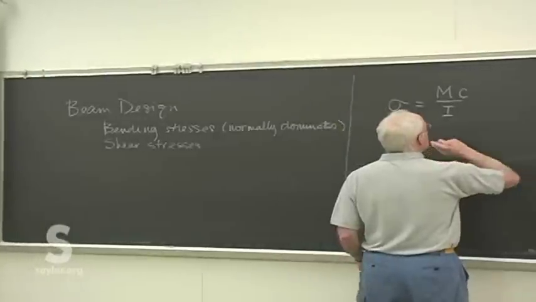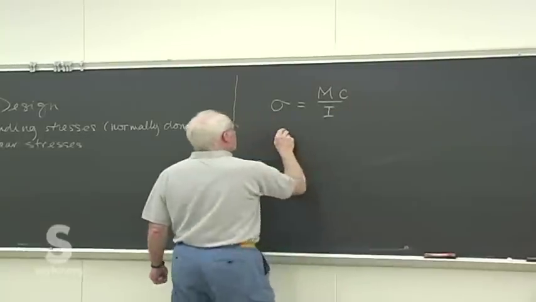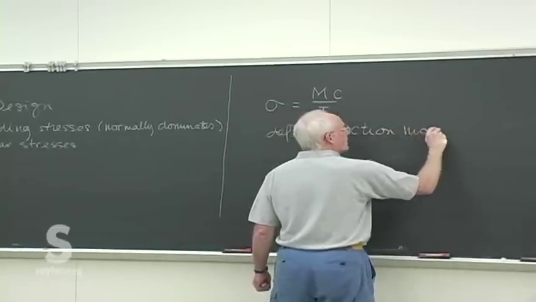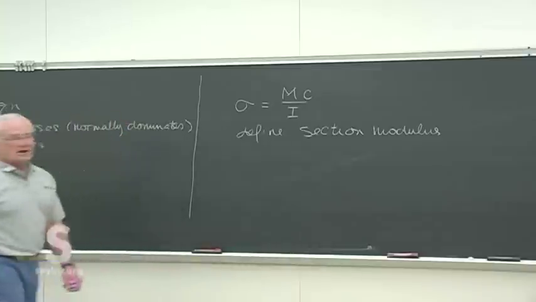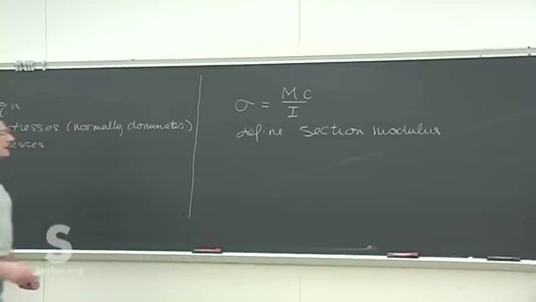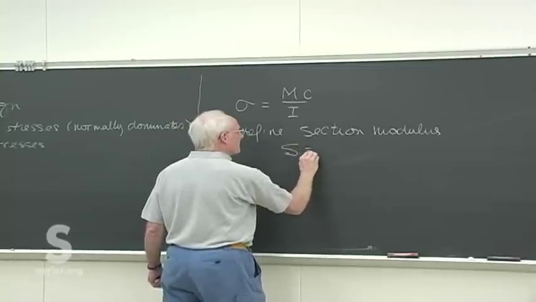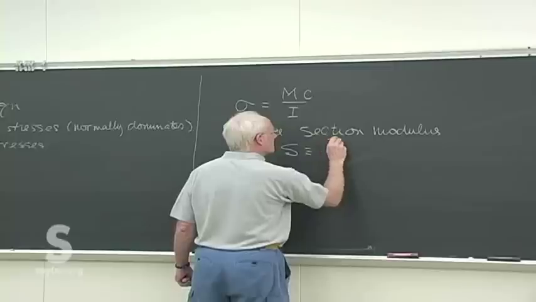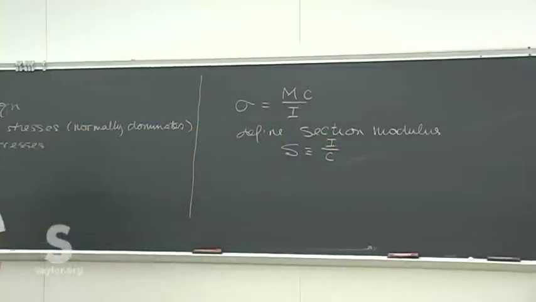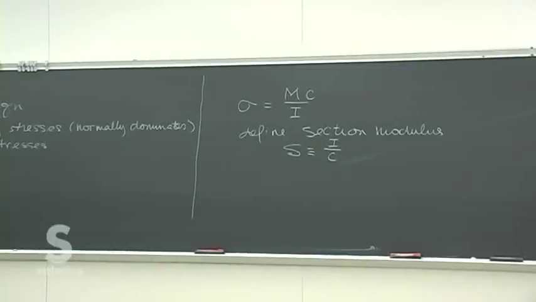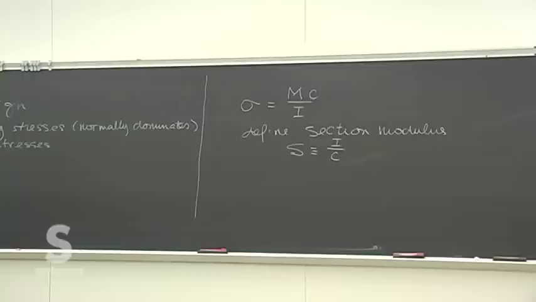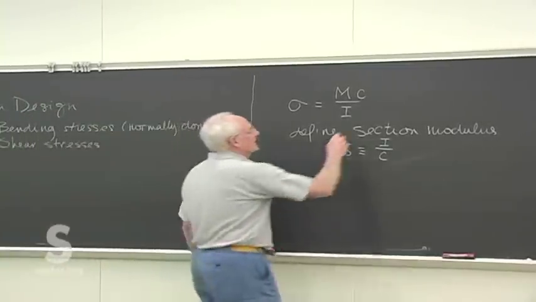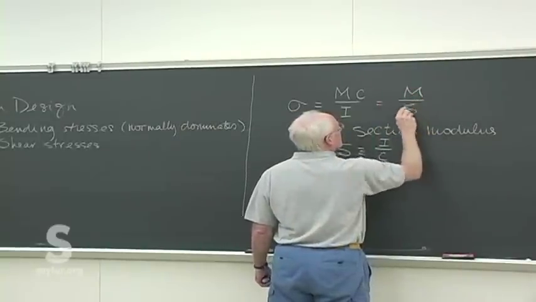So we're going to change up the look of this a little bit. We're going to define what we call the section modulus. I'm not sure why we didn't do this right from the start, but our author chose not to, so I chose not to. We're going to define the section modulus, big capital S, defined as the first moment of area of the cross-section of the beam, divided by c, which if you remember is the greatest distance in the beam from the neutral axis. That of course makes this then M over S.